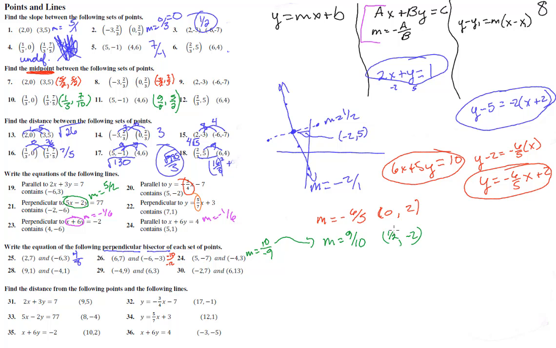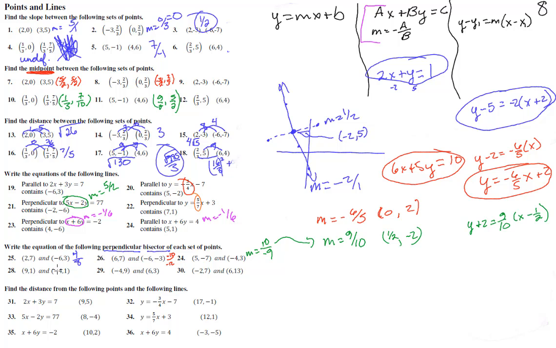Oh yeah, so if we stick this into point slope form, we get y plus 2 equals 9/10 x minus 1/2. And then we could simplify it down to y equals mx plus b if we so chose. Alrighty, number 28.